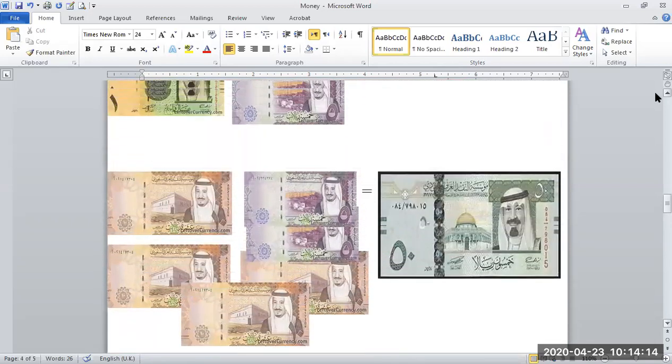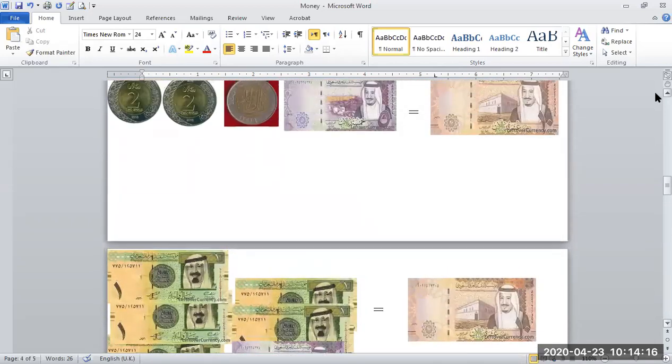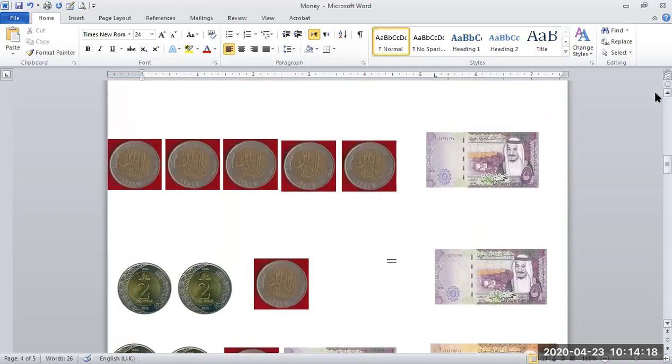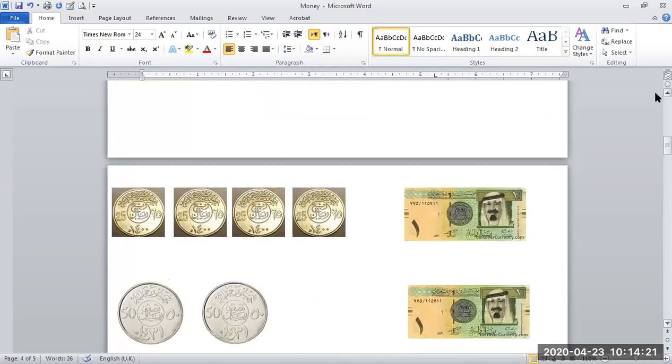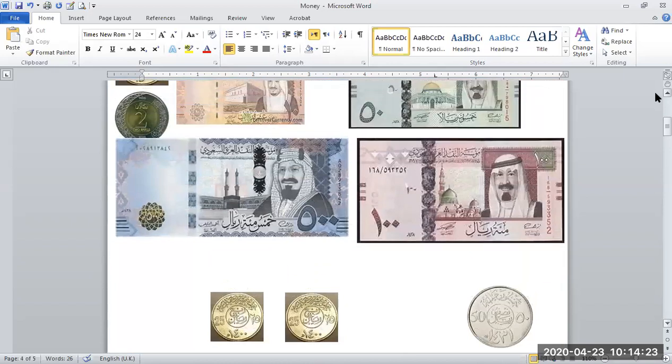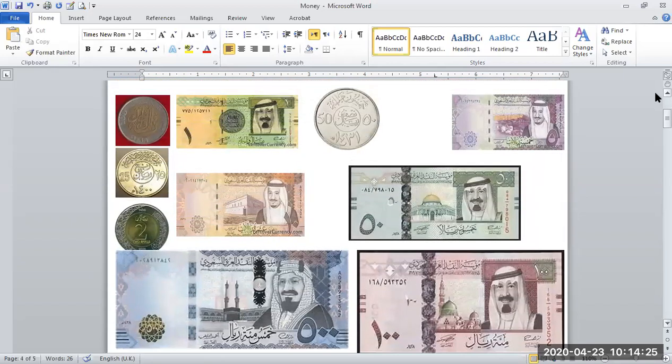You revise this again. Okay, today this is our topic about money, and this is our basic money. We use different kinds of notes to make them equal to each other. Okay, boys. See you later, inshallah. And you revise this again.